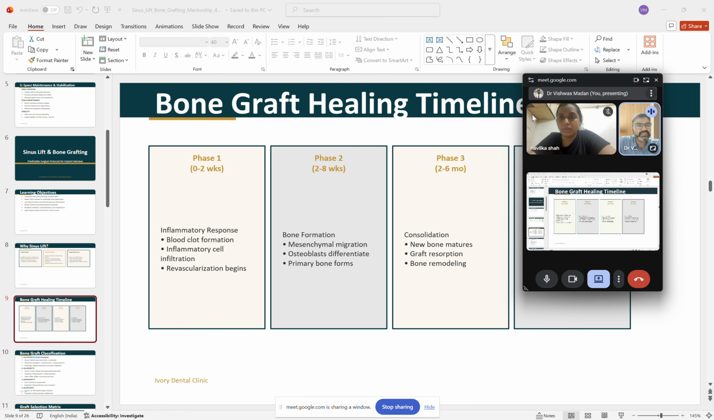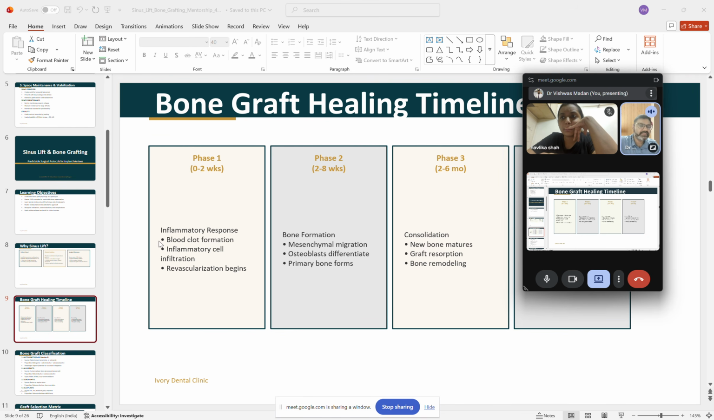So 0 to 2 weeks we don't have to touch that area at all, otherwise this mesenchymal migration will not happen properly. The inflammatory cells will not understand who to call, which person to call, bone or tissue. Okay, if the graft keeps moving here and there in the first 2 weeks, or if we keep touching, we keep calling the patient, doing lot of irrigation or touching and checking whether the graft is stable or not, then it will form tissue. Okay, it will not form the bone over there.